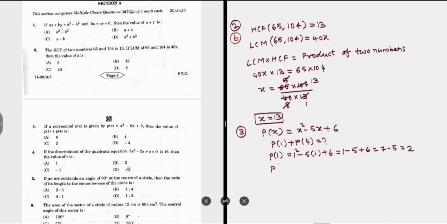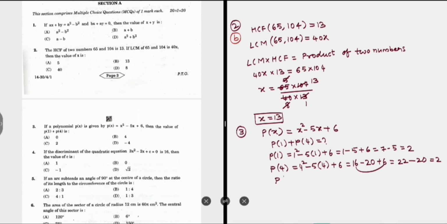Now P of 4 is equal to 4 square minus 5 into 4 plus 6, which is 16. 4 square is 16, minus 5 into 4 is 20, plus 6. 16 plus 6 is 22, so that is 22 minus 20. 22 minus 20 is also 2.